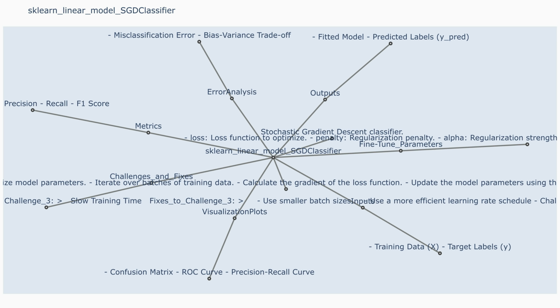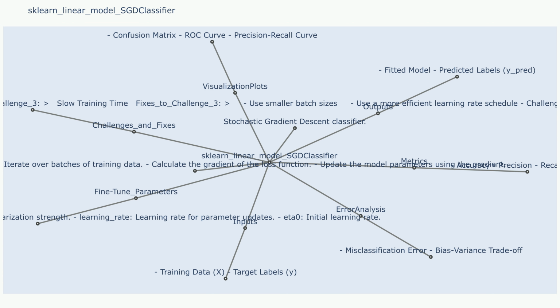sklearn, linear model, SGD classifier. Description. The SGD classifier in scikit-learn is a linear model that implements stochastic gradient descent (SGD). For classification, it is a versatile and efficient algorithm well suited for large datasets with high dimensionality.